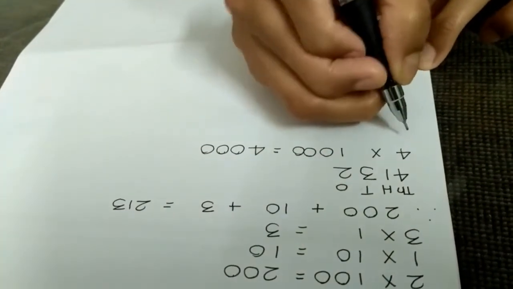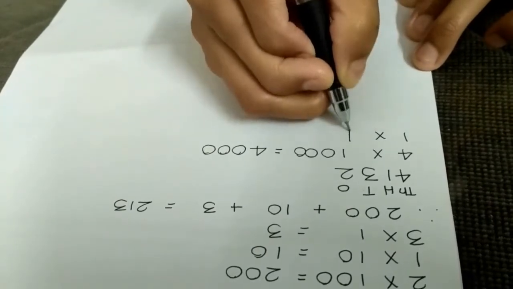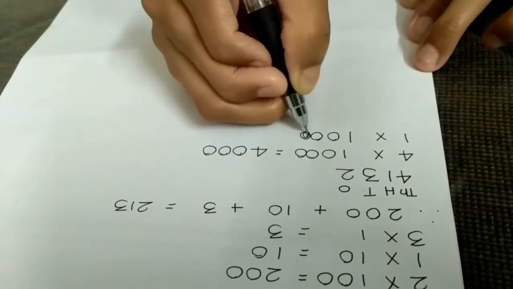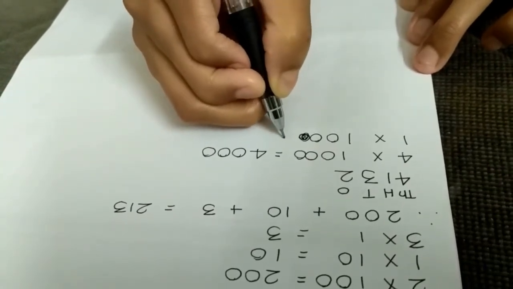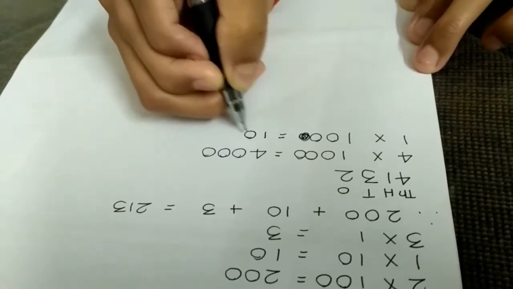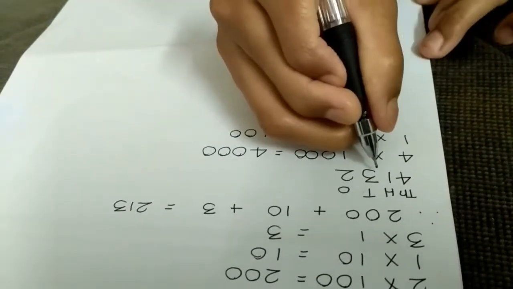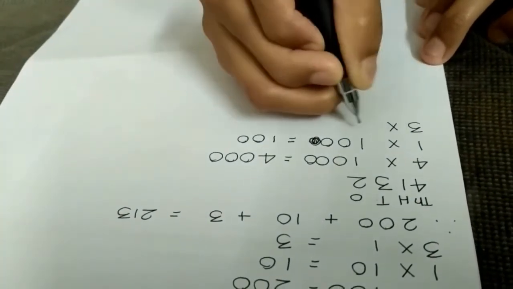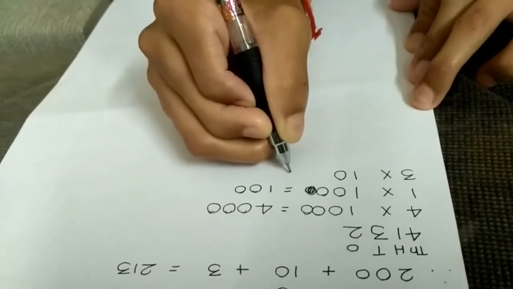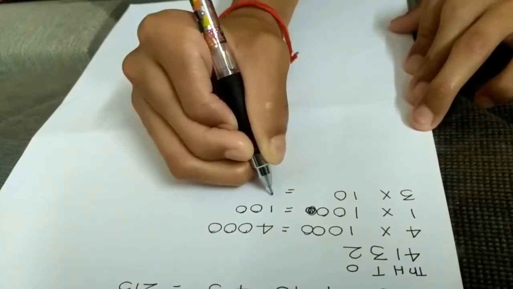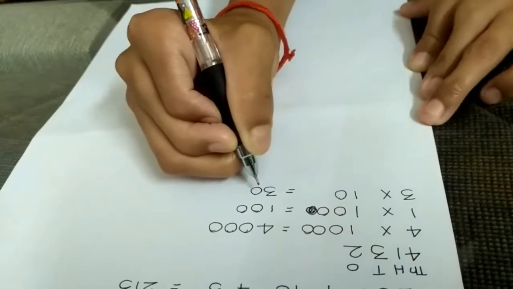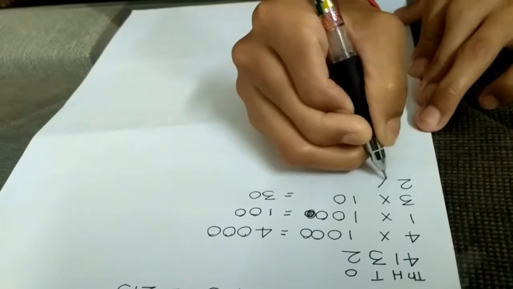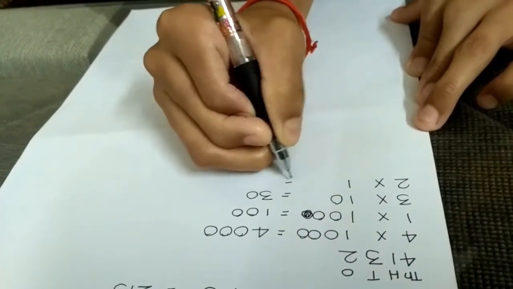1 is in the hundreds place, 1 into 100 equals 100. 3 is in the tens place, so 3 into 10 equals 30. 2 is in the ones place, 2 into 1 equals 2.